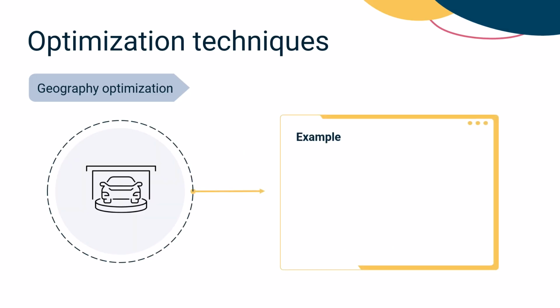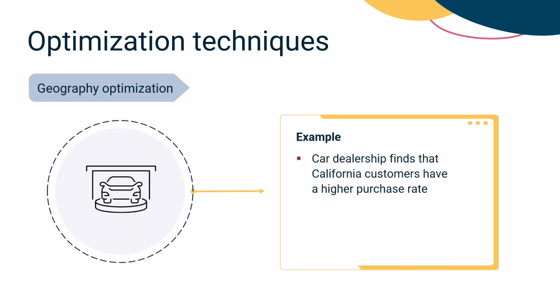For example, a car dealership running Google Ads in the US finds that customers in California have a higher purchase rate than those in Florida. By adjusting their bids accordingly, they improve the campaign ROI.